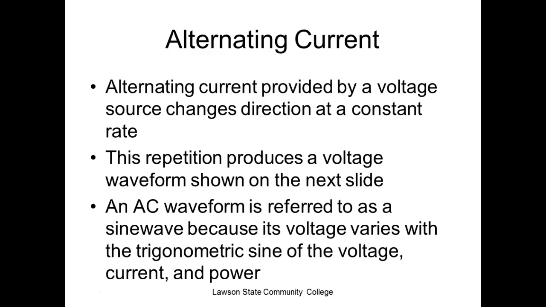Now we're dealing with power. We have different forms of AC, but we're dealing with AC power. What happens is the AC is constantly reproducing itself, and we'll look at that. The AC waveform is referred to as a sine wave because the voltage varies with the trigonometric sine, and the same goes for current and power, which makes no difference in this class, but it's a nice, pretty wave.